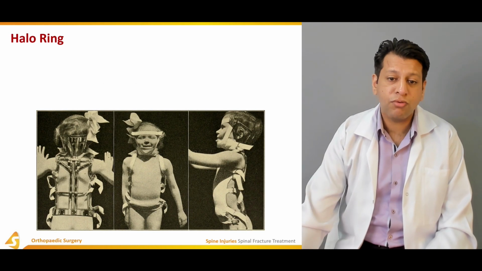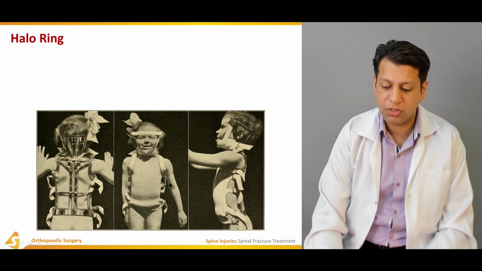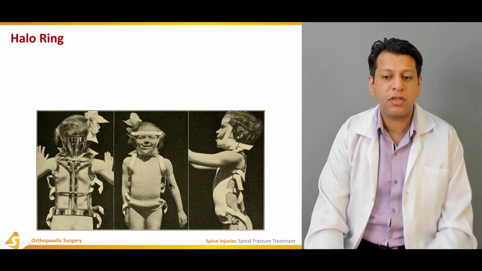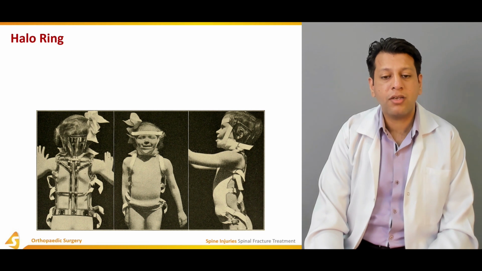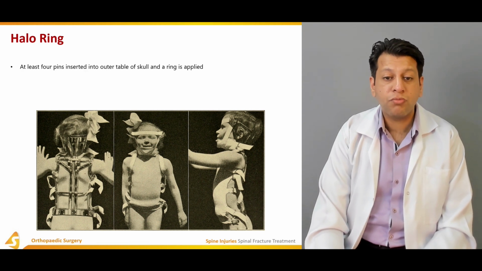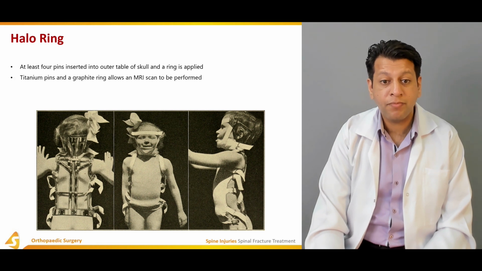The halo ring, as I told you, is fixed anteriorly to the mandible, and posteriorly to the occiput as well as the upper thoracic spine, and anteriorly it can be fixed on the sternum as well. Now this is actually useful, especially in the case of cervical cord injuries, and especially in children. At least 4 pins need to be inserted on the outer table of the skull, and the ring is applied.